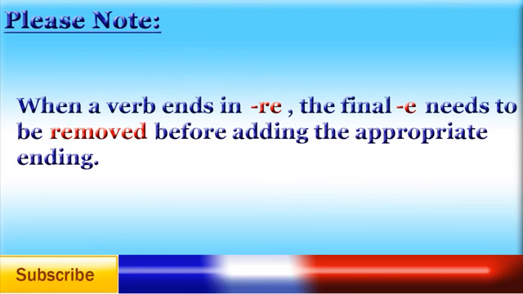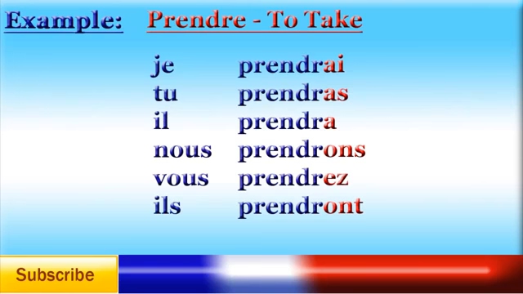Please note, when a verb ends in re, the final e needs to be removed before adding the appropriate ending. So, for example, the verb prendre, to take, in the future tense is je prendrai, tu prendras, il prendra, nous prendrons, vous prendrez, ils prendront. As you can see, the final e from the infinitive has been removed before adding the ending.